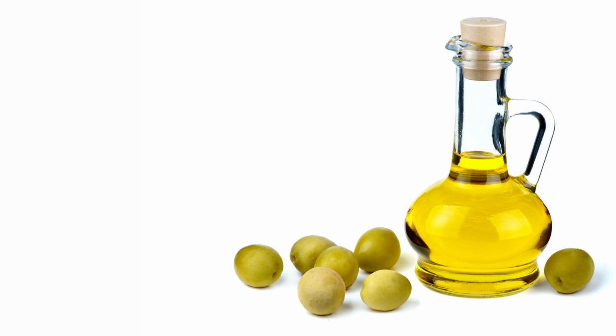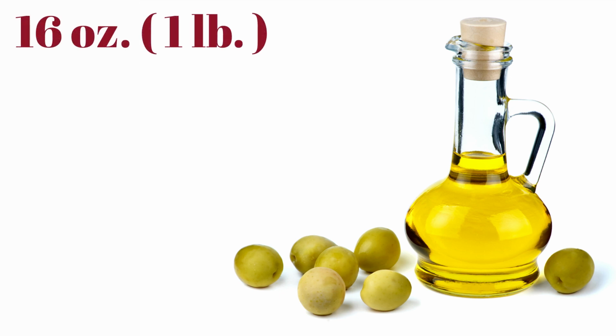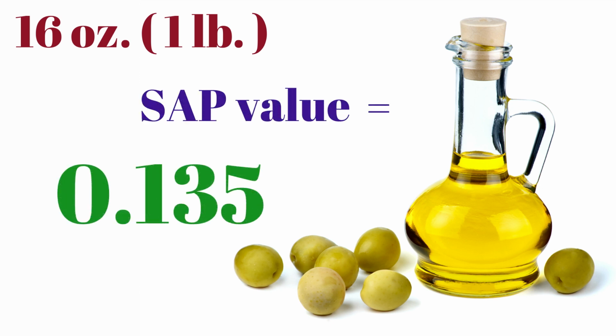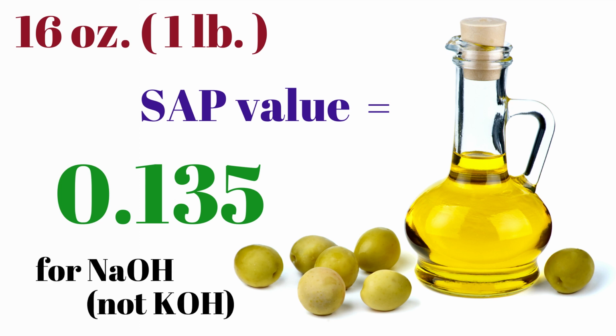Olive oil is a common oil used in soap making. Start with choosing how much oil we want to use in our recipe. In this example, we'll use 16 ounces of olive oil. The olive oil has a sap value of 0.135 if we're using sodium hydroxide as our lye. The sap value is different for olive oil if we're using potassium hydroxide as our lye.